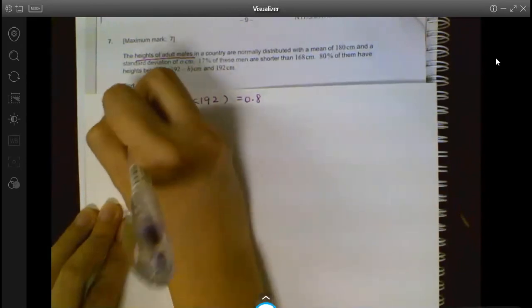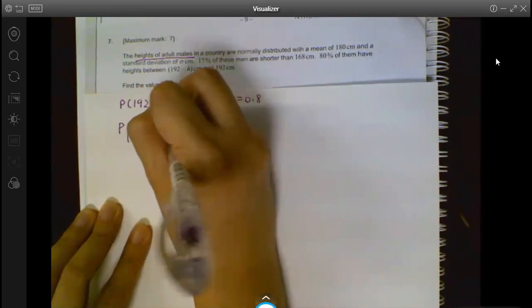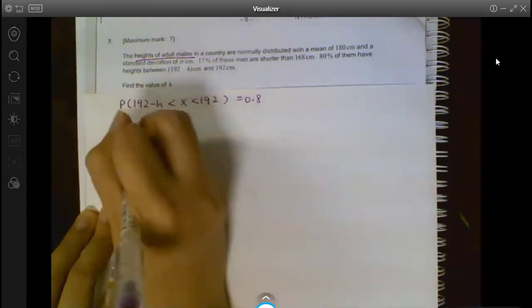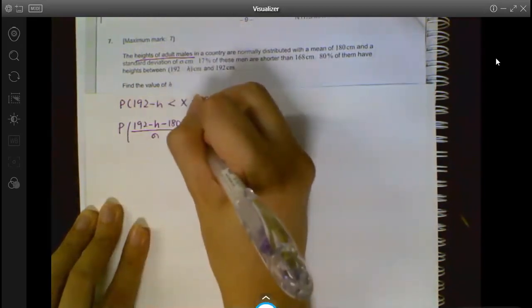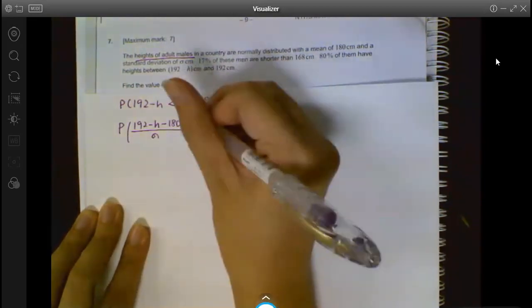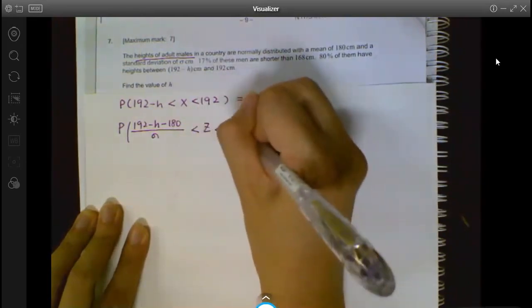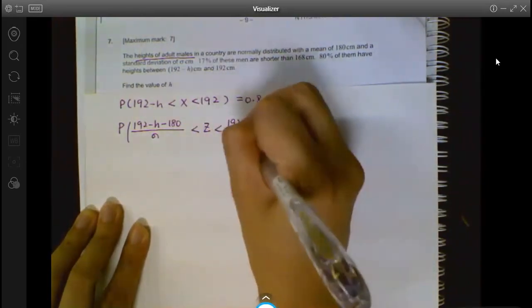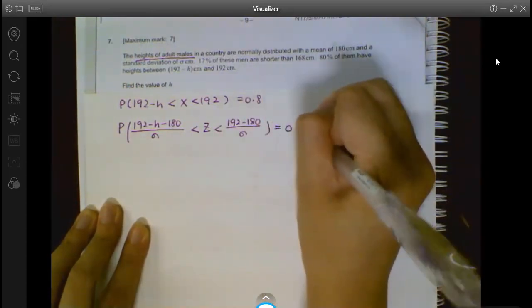So we're going to go ahead, 192 minus h, and then subtract the mean, which is 180 in this question. I'm going to keep sigma as it is because the decimal is very long to write. Now we have standardized, so change x to z, and do the same for 192. So 192 minus 180 over sigma. Do nothing to 80%, so it still equals 80% or 0.8.